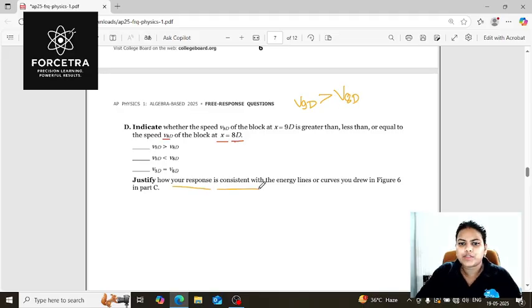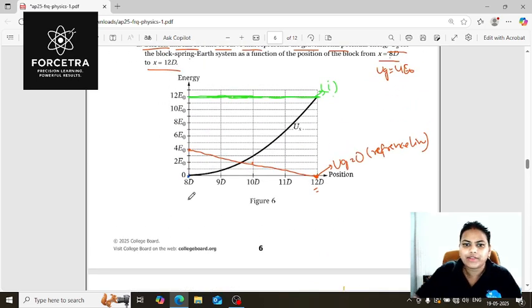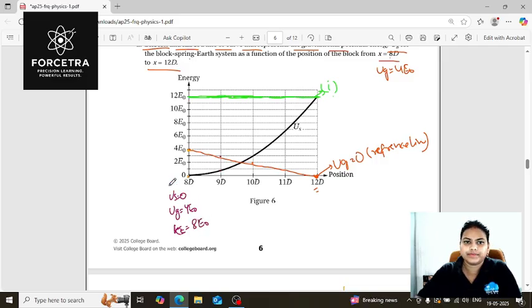Justify your response consistent with the energy curves you drew in figure 6. Okay, so in figure 6, from 8d to 9d, if you see, the spring potential energy at point 8d is 0, US is 0 in this case, UG is equal to 4 E naught, and the kinetic energy at this point would be equal to, because total is 12 E naught and 4 E naught is the gravitational potential energy, 8 E naught is the kinetic energy at this point.